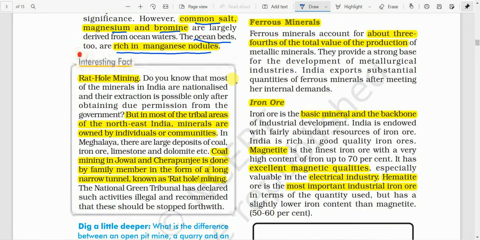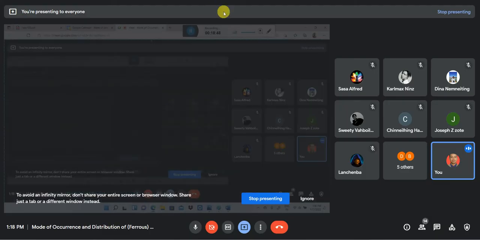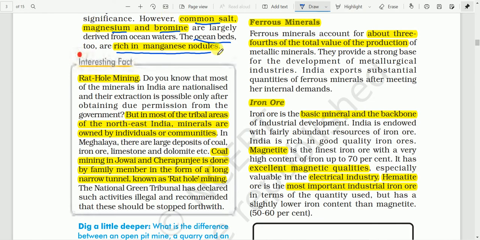Up to here, any question, boys and girls? Any query, boys and girls? Are you connected? Yes, sir. Okay. So if you don't have questions, let us continue.